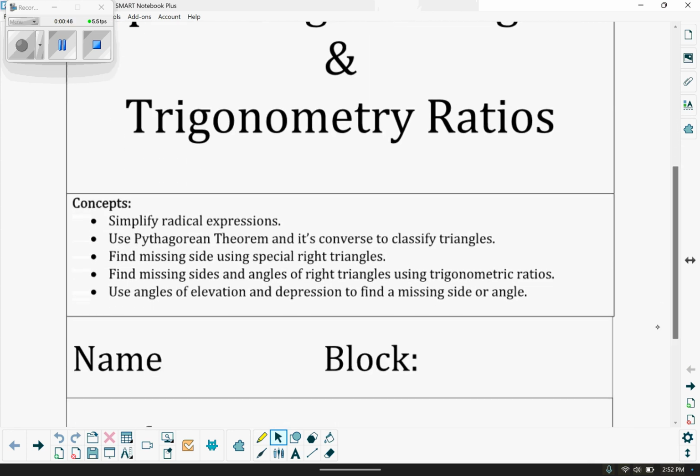So overall, we're going to simplify radical expressions. That's our first one. We're going to use the Pythagorean theorem and its converse, because we all know a squared plus b squared equals c squared. We're also going to be able to use that to classify triangles, because if there's an inequality there, it will mean it's either an obtuse or an acute triangle, rather than just a nice right triangle. Find the missing side of special right triangles. We're going to be finding missing sides of right triangles using trig ratios, and angles of elevation and depression.